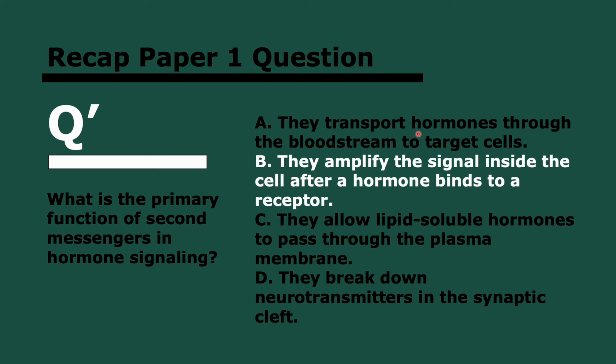Why? Okay, A, they do not transport hormones through the bloodstream. That they do that themselves. The hormones just travel on their own. C is incorrect because hormones, lipid-soluble hormones such as steroids, they don't need second messengers to cross membranes. They diffuse freely. And D, they don't break down neurotransmitters. That is done, but it's done by enzymes, not second messengers. However, they do take part in the signal transduction pathway. That is, they amplify the signal inside a cell after a hormone binds to a receptor, leading to a larger response. Okay? I think that's quite straightforward.